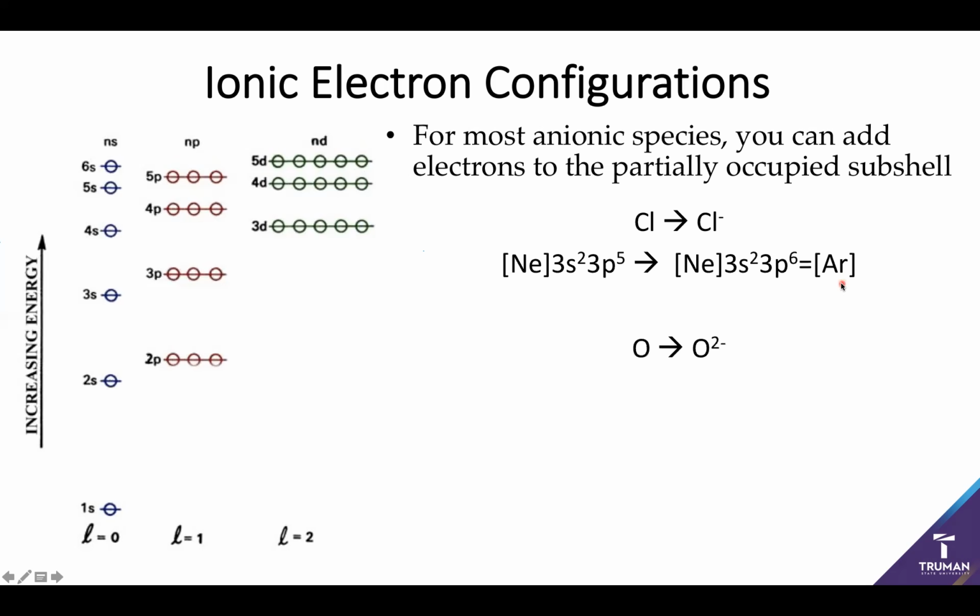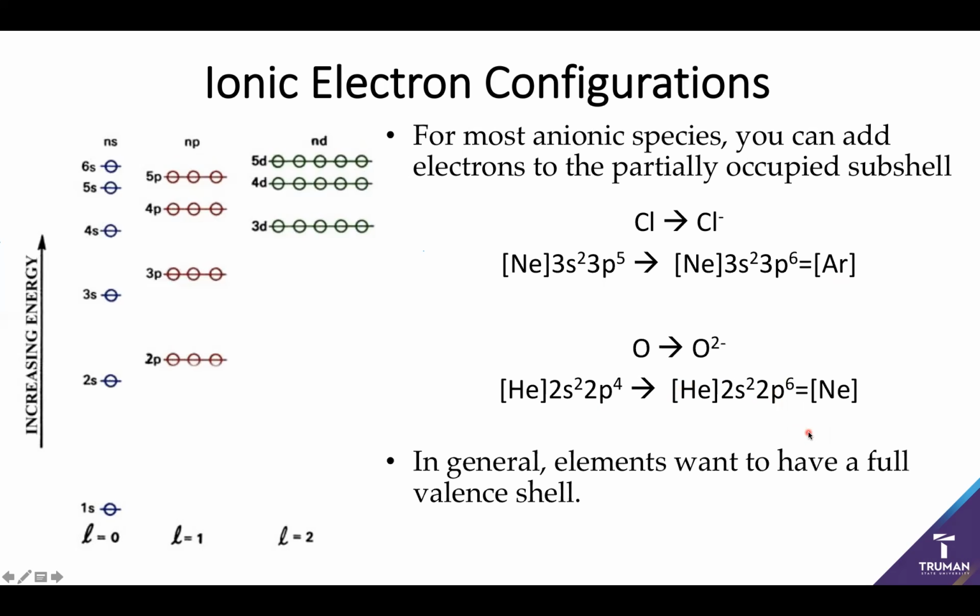You can do something very similar for oxygen. It normally will have a 2p4 configuration. You'll add in 2 electrons there to make 2p6, which now has a noble gas configuration. So in general, we tend to find that elements want to have a full valence shell, whether that means you lose electrons or gain electrons.